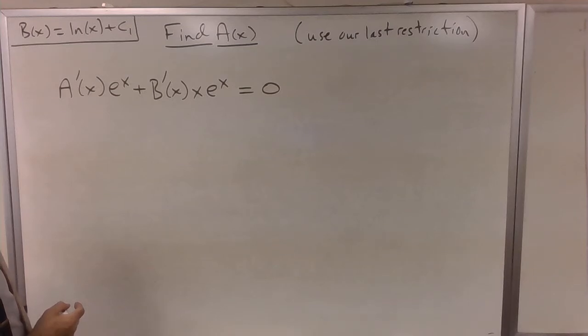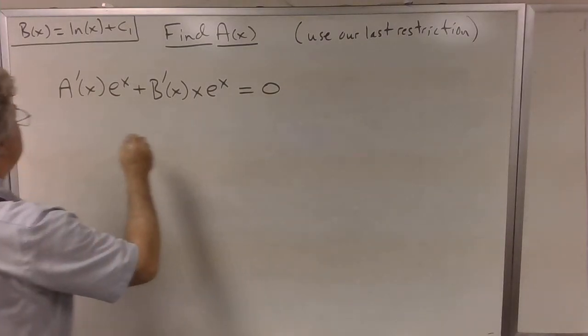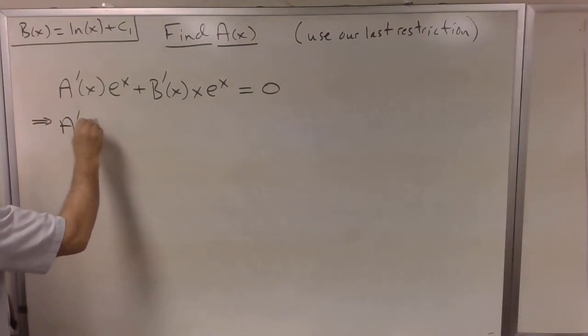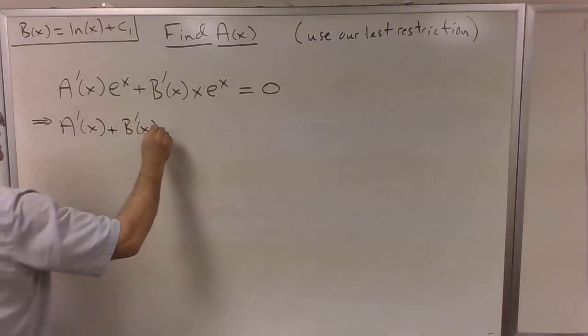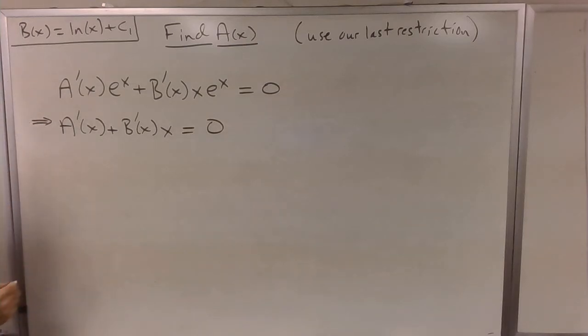Well, let's see. Again, we can get rid of the e to the x's. So we have a prime of x plus b prime of x times x equals 0. Oh, now what do we do? What do we do?